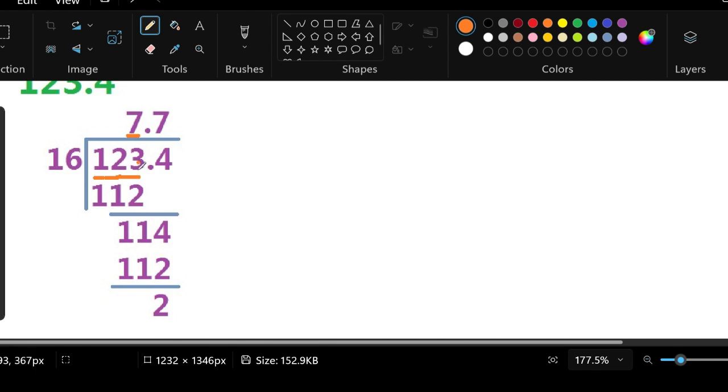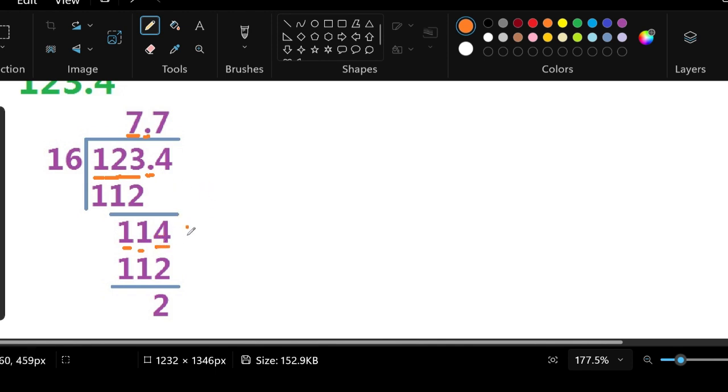And then we have to subtract these two. That's why we'd get 1 here and then 1 here again. And the next question would be, how many 16s are there in 11? The thing is, it's too low. It's less than 16, so we need another digit. That's where the 4 comes in. Remember that we're already going past the decimal point. That's why we have to put the decimal point here as well.